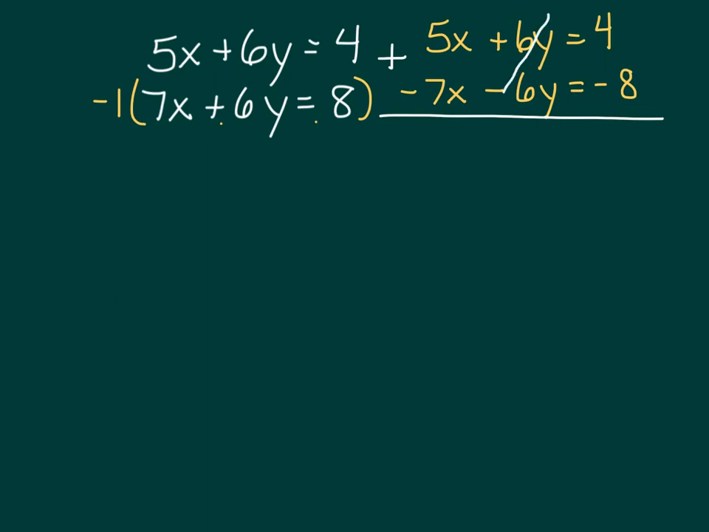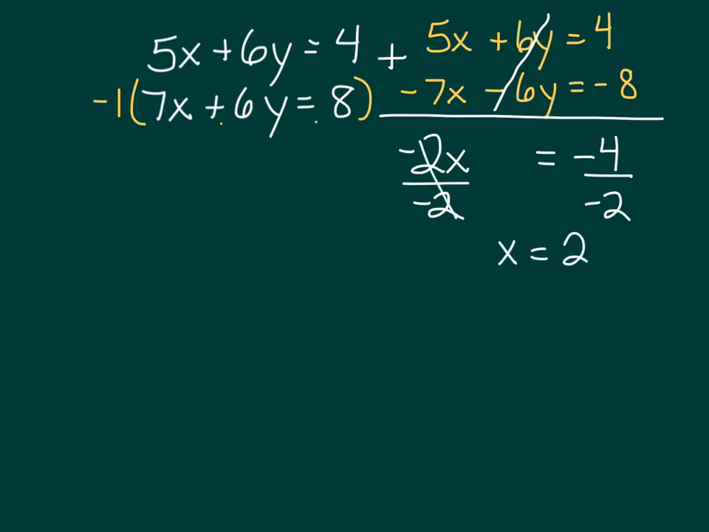Great news, that cancels. 5x plus negative 7x is negative 2x. Use a calculator if you're not sure. Equals 8 plus negative 4, that's negative 4. Divide by negative 2, and x equals 2.